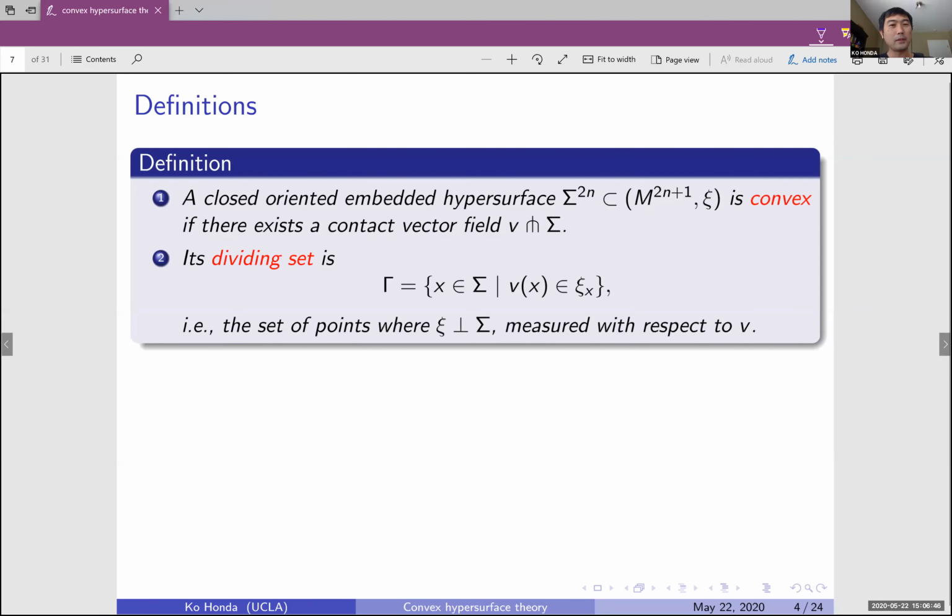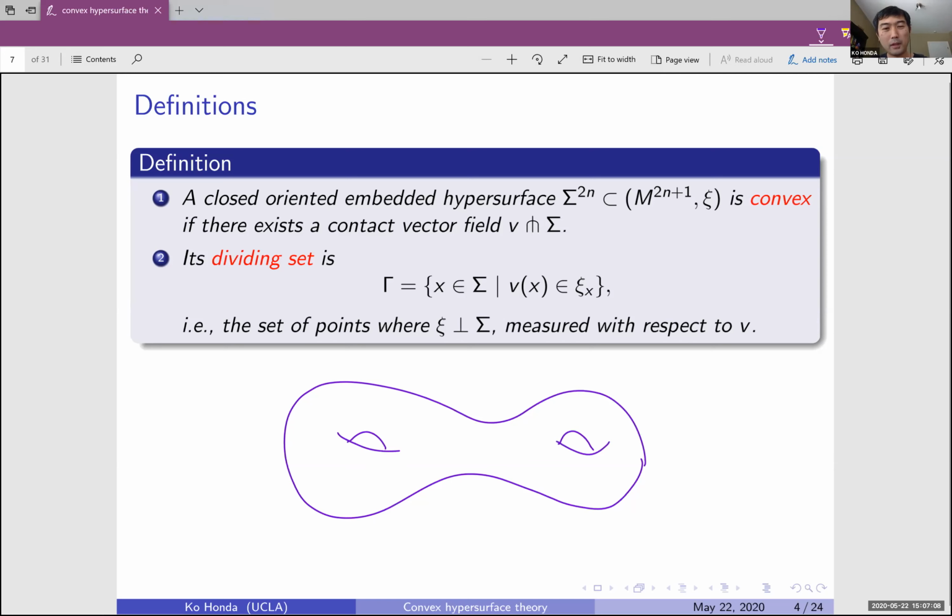One of the funny things is that if you have a convex hypersurface, you have an invariant called its dividing set. It's given by the set of points x on sigma such that V of x is in C. The picture is that you have a hypersurface, and you can imagine the contact structure wobbling around on it, and at certain places it's going to be perpendicular to the hypersurface. Perpendicular means, in terms of the contact vector field V, that if V lies in the contact structure, then the point belongs to the dividing set.